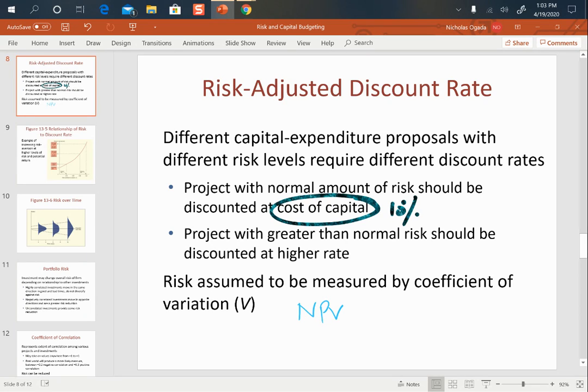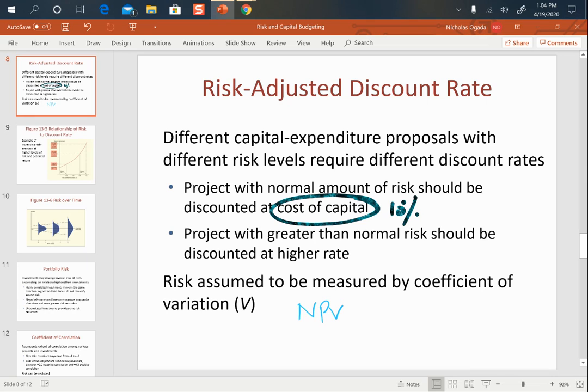But if you look at projects, the truth is that you're not going to have projects that have the same risk. You're going to have projects with different levels of risk. And if that's true, then you cannot use one rate as your discount rate.